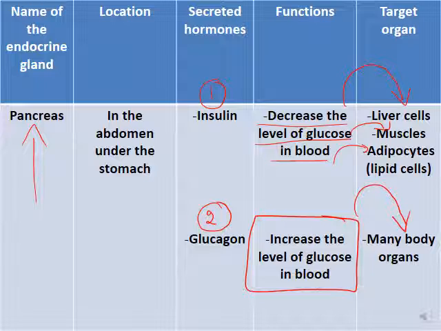So here, insulin and glucagon have opposite functions. Whenever we have a high level of glucose, insulin is secreted. When there is a low level of glucose, glucagon is secreted. These two hormones work in opposite conditions: insulin is secreted whenever we have a high level, so it works to decrease the level of glucose back to normal, while glucagon is secreted whenever we have a low level of glucose, so it works to increase the level of glucose in the blood.